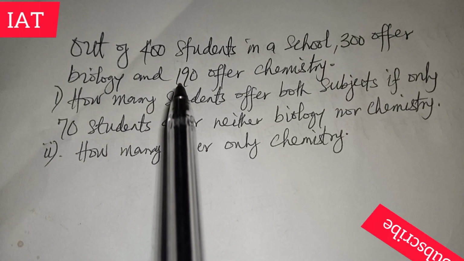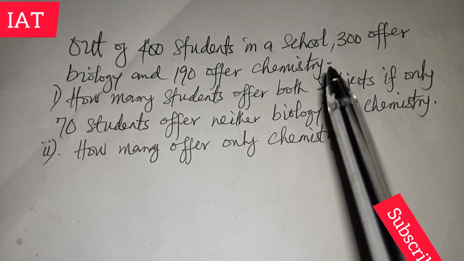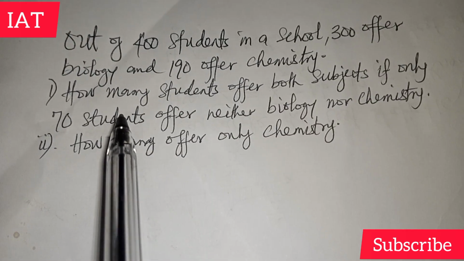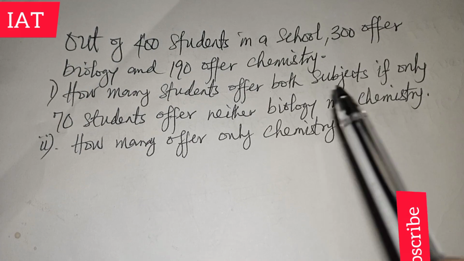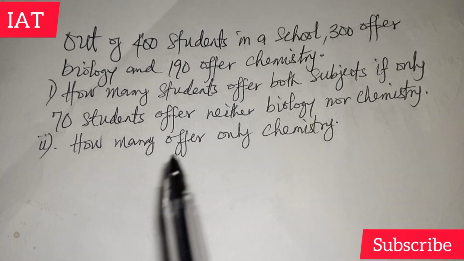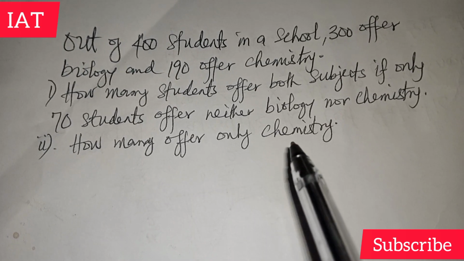Out of 400 students in a school, 300 offer biology and 190 offer chemistry. How many students offer both subjects if only 70 students offer neither biology nor chemistry? How many offer only chemistry?